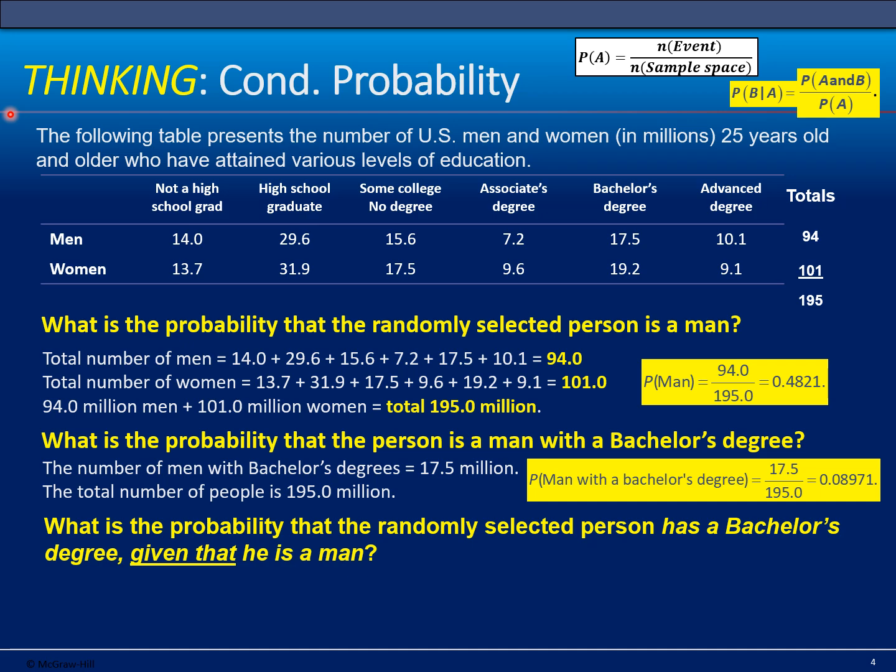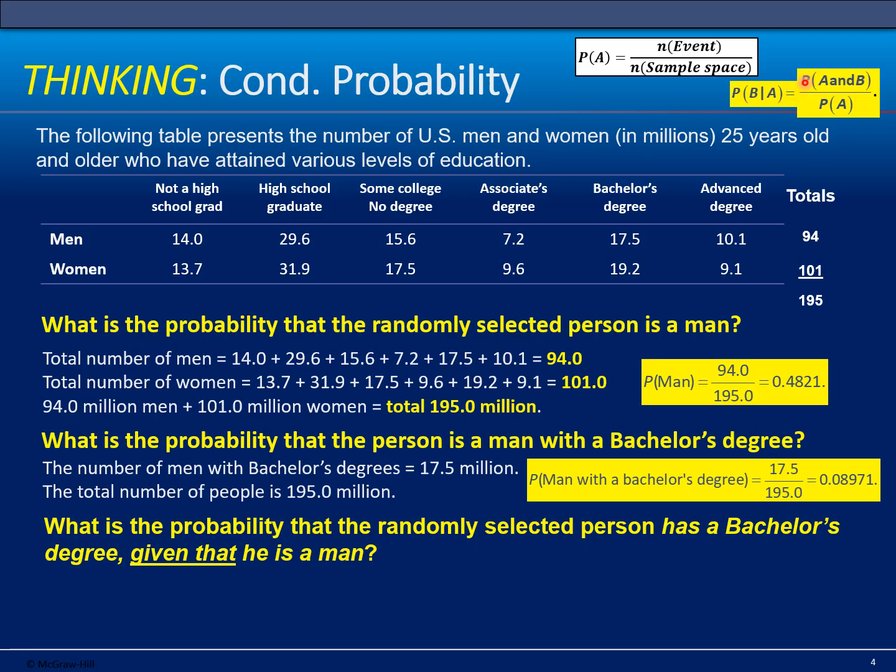Okay. The last one, again, hopefully you hit pause. What is the probability that the randomly selected person has a bachelor's degree given that he is a man? Okay. Now this is that conditional probability. So here we have a bachelor's degree given that he is a man. So a bachelor's degree is the B, and given that he is a man is an A.